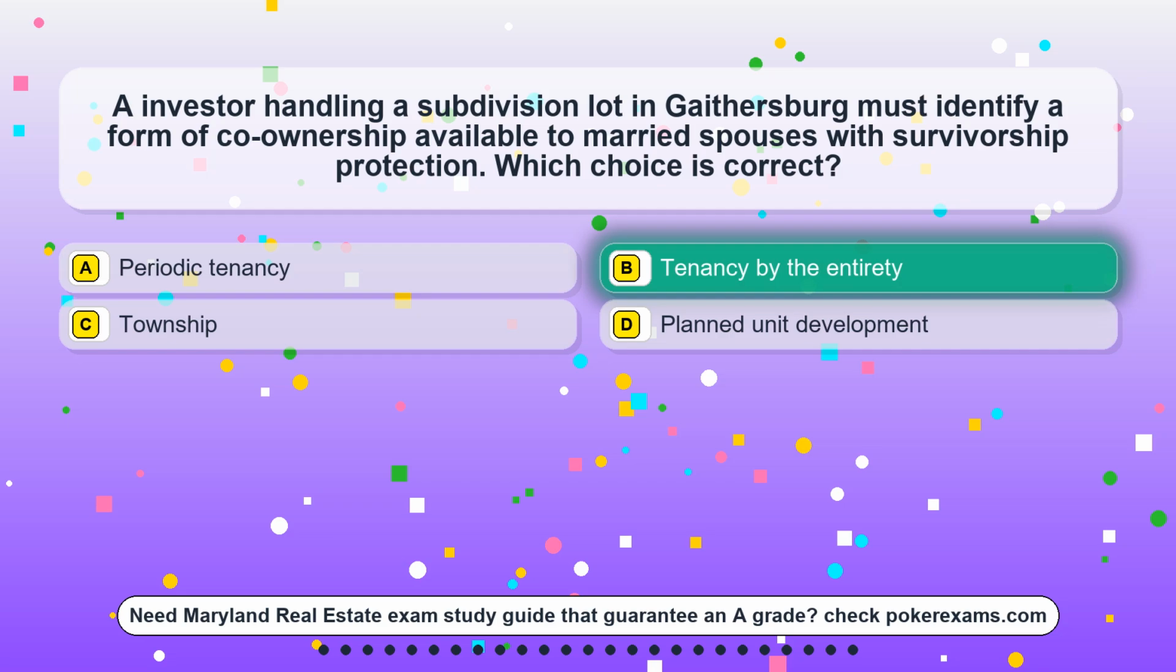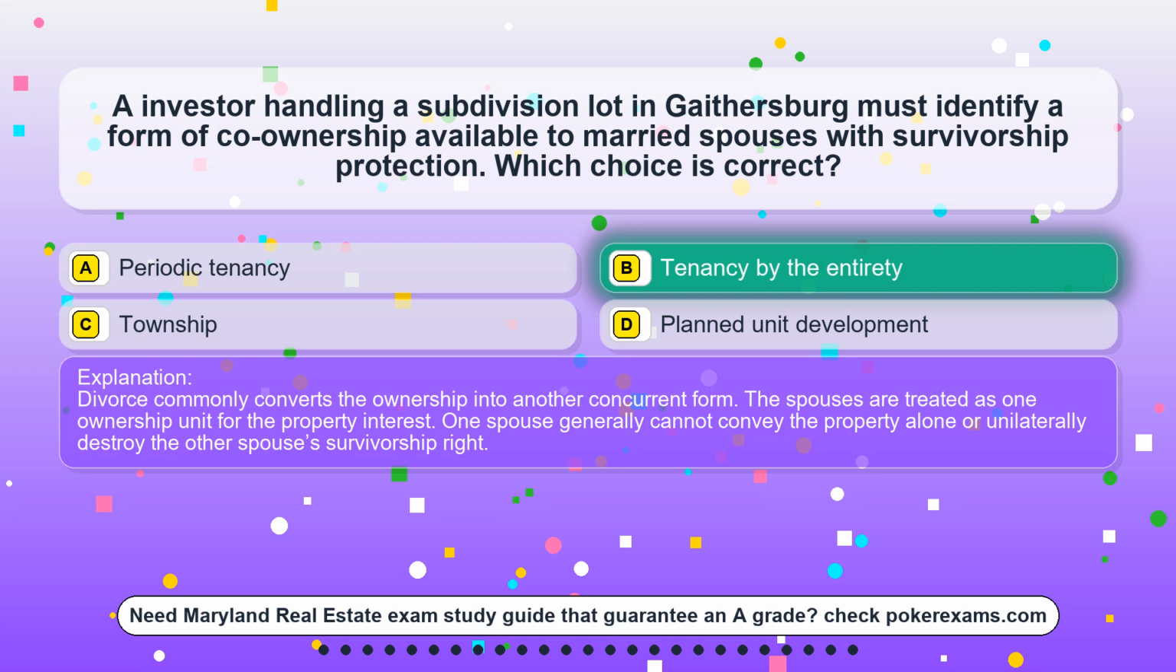The correct answer is option B, tenancy by the entirety. Divorce commonly converts the ownership into another concurrent form. The spouses are treated as one ownership unit for the property interest. One spouse generally cannot convey the property alone or unilaterally destroy the other spouse's survivorship right.